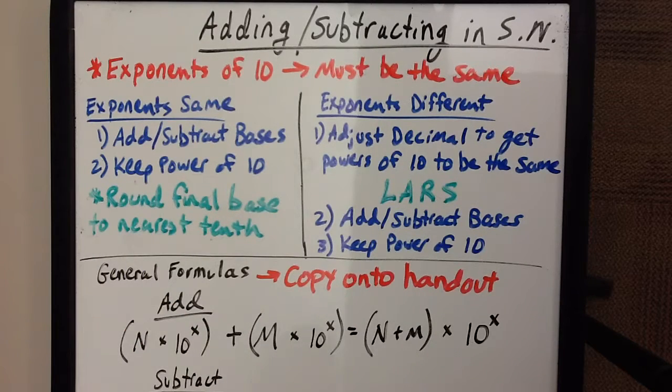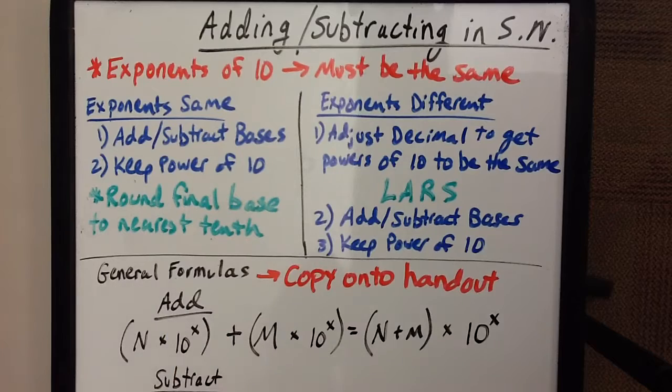You would add or subtract the bases, and then step 2, you would keep the power of 10 the same. And remember, I want you guys to round the final base to the nearest tenth so that we can keep from having to write all the digits after the decimal point.